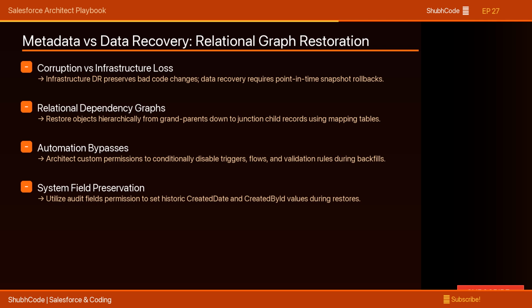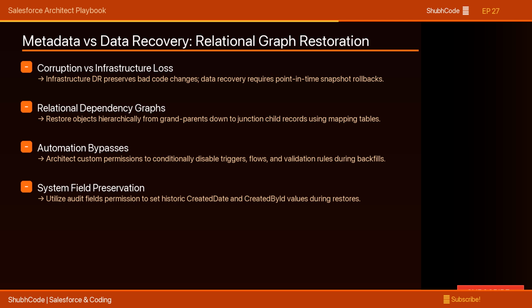A common mistake architects make during disaster scenarios is confusing infrastructure disaster recovery with application data corruption recovery. If a rogue batch job corrupts 5 million account and contact records, standard Hyperforce infrastructure failover won't help you because it faithfully replicates that corrupted data to disaster recovery nodes. You need a dedicated, automated backup solution capable of performing complex object graph restoration using tools like OwnBackup, Odaseva, or the native Salesforce Backup API.